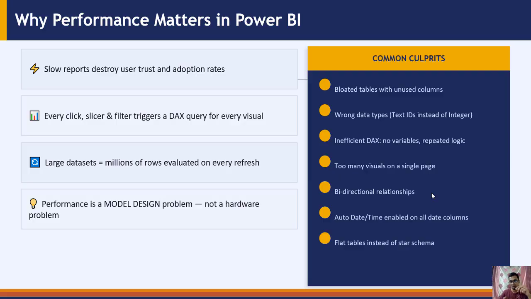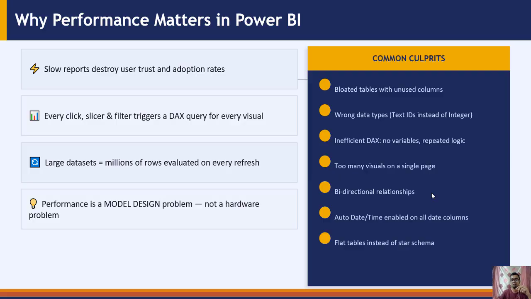Auto date/time enabled on all date columns. By default, Power BI enables auto date/time for the date columns available in the model. So we need to disable that, and in most organizations the dimension table will be developed in the source itself. So we need to use that and also disable this one. Then, flat tables instead of star schema.